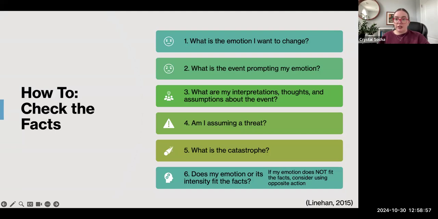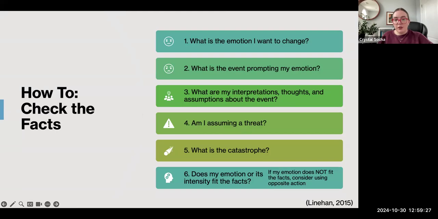Asking what is the catastrophe? So what's the worst thing that could happen? Imagining it happening and then playing that tape forward. What's the worst thing that could happen? And imagine coping with it well. Maybe the worst case scenario thought is we're never going to be friends again. I'm never going to talk to her. She's never going to talk to me. She didn't invite me for ice cream. That means that she doesn't like me and I'll never get to talk to her again.